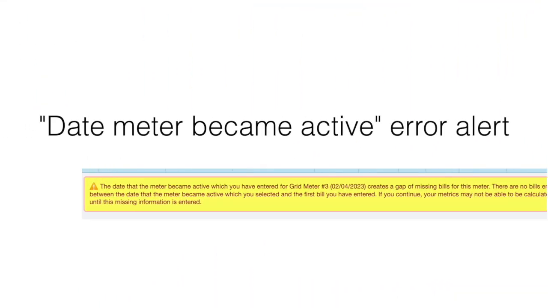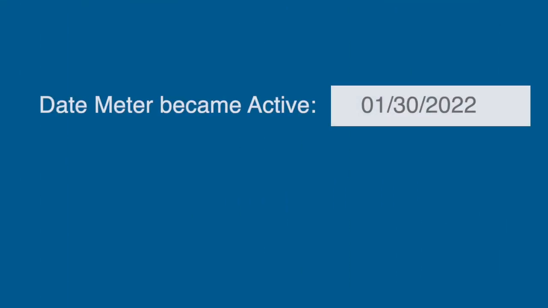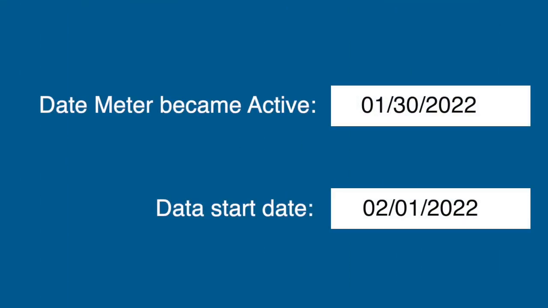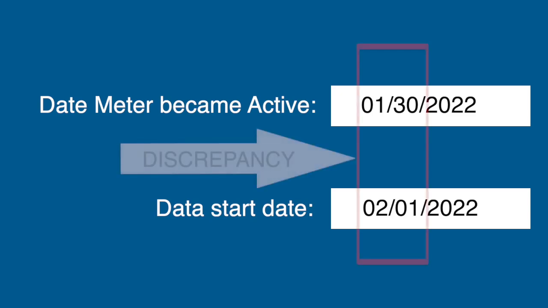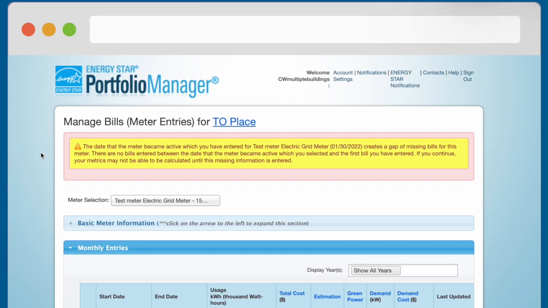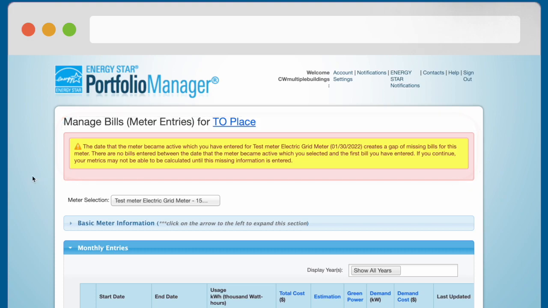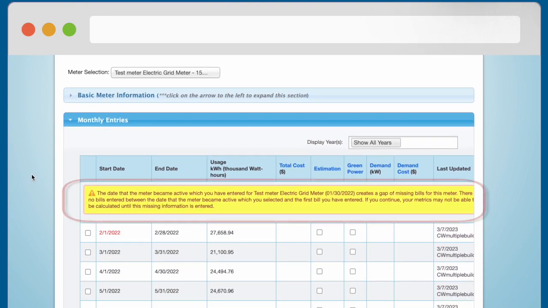How to fix the date meter became active error message. The error message appears if there is any gap between the date meter became active and the start date of your uploaded data. The date meter became active error will show up in 2 alert messages on the Manage Bills or Meter Entries page. The first notification will appear at the top of the page. The second alert will appear at the top of the table in the Monthly Entries section.